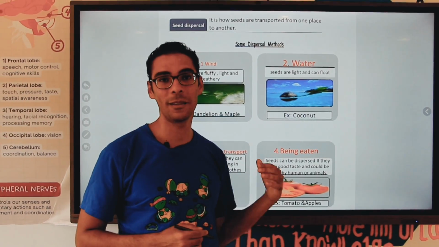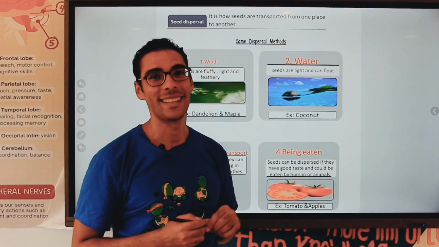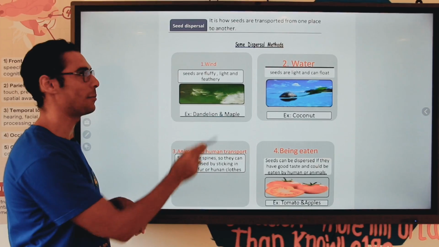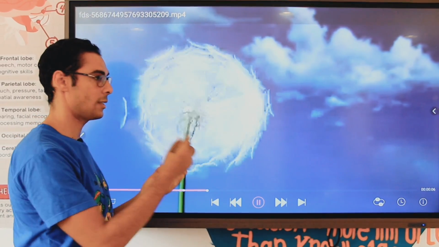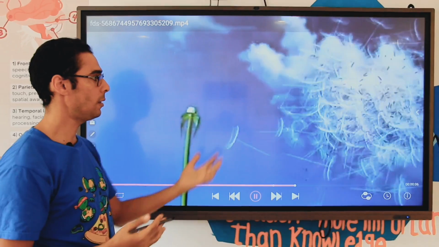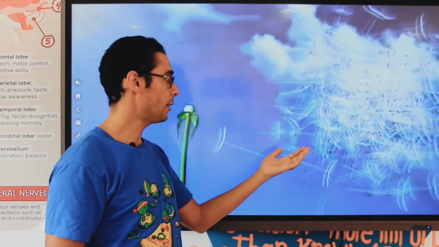Let's watch videos about them, and you're going to enjoy it, I'm sure. Let's get started. We're going to start with the dandelion. Look here, you can see these are the seeds of the dandelion or the maple, transported by the air. The air can easily deliver them from one place to another.